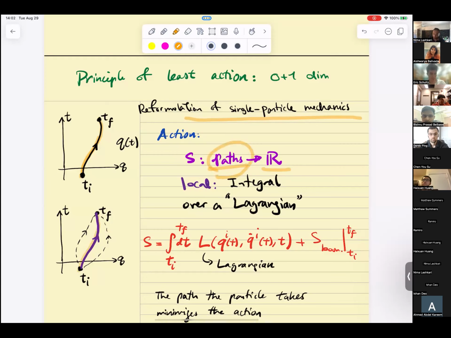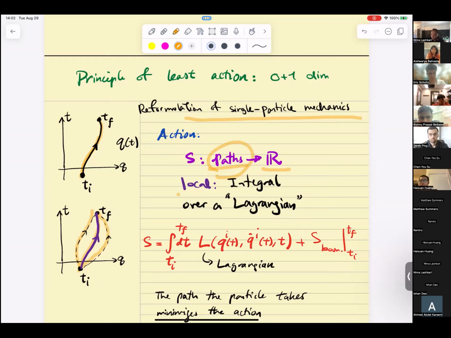This path has a number. This path has a number. This path has a number, right? The path that the particle takes is the one with the smallest number. The path with the smallest number is the path that extremizes this function, right? So the one that minimizes this, or technically extremizes this, is the path that the particle travels.